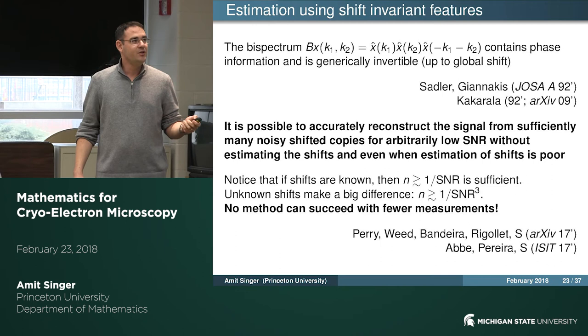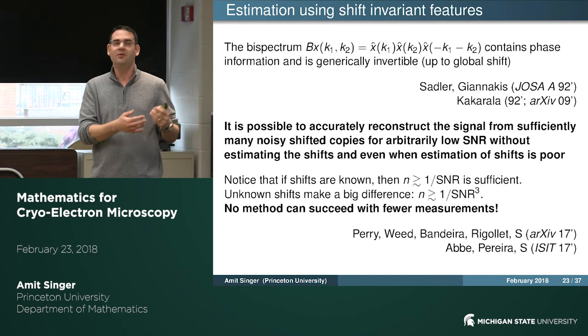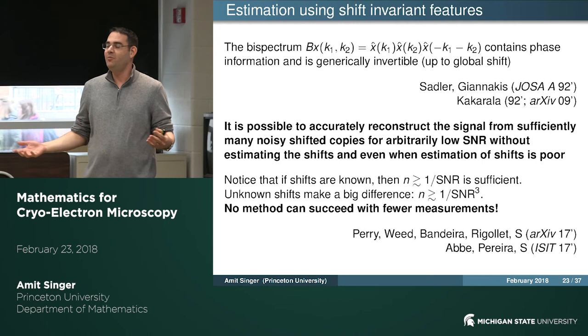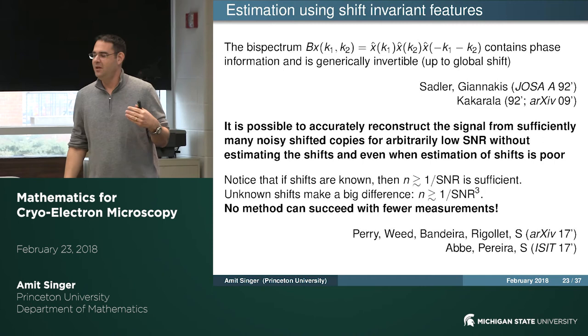And it jumps from 1 over the SNR if you know the shift to 1 over SNR cubed if you don't know the shift. Well, at least for this very simple algorithm that I just showed you, based on a shifting bias. You can ask, okay, maybe there is an algorithm that can even do better. Well, we have some information theoretical results that say no, you cannot do any better than that, up to a constant. Okay, so the scaling with the SNR is at least 1 over SNR cubed, and I just showed an algorithm that achieved this scaling.